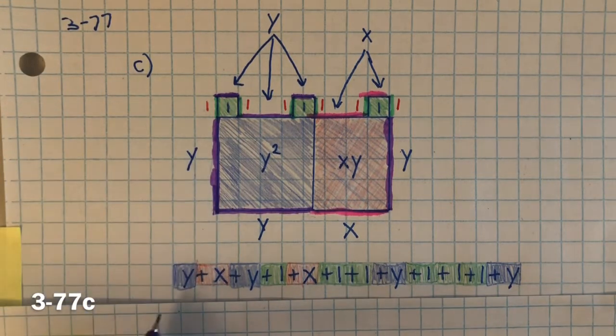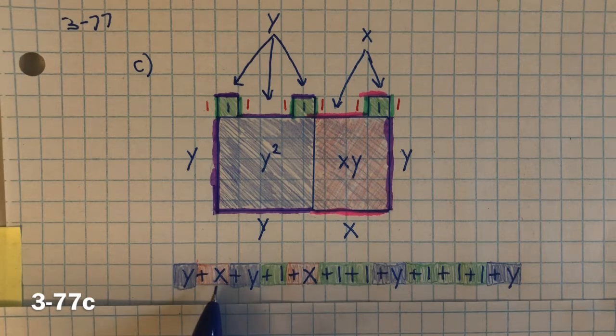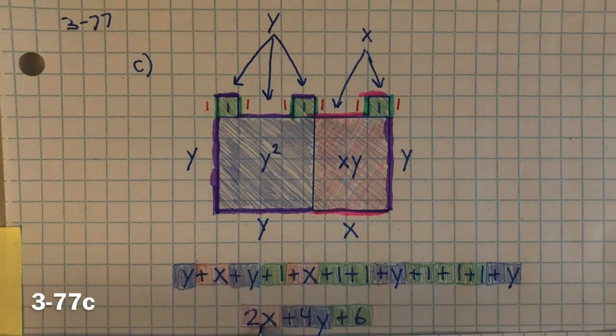Now we can go ahead and combine like terms, and I'm going to put it in alphabetical order. So we're going to do the x terms first. X plus x equals 2x. 1, 2, 3, 4 y's, so plus 4y. 1, 2, 3, 4, 5, 6 units.